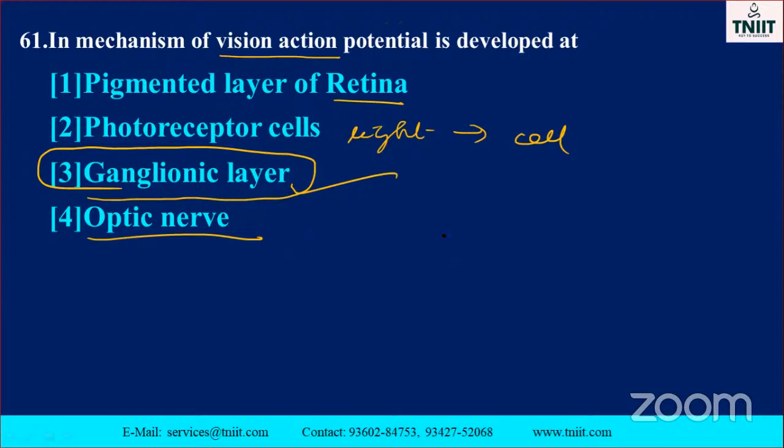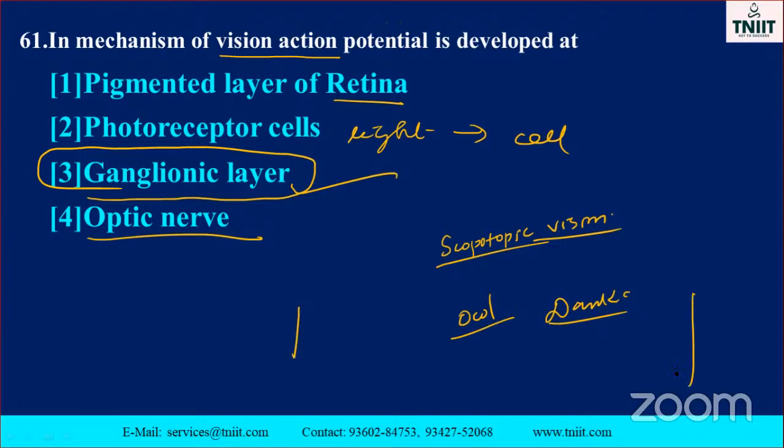Okay, and one more is there. What is scotopic vision? Take an example, owls. Owls can see only in the dark night, isn't it, my dear? And sometimes we see the nearest object as well as the farthest object, and the eye is adjusted. That is called the scotopic vision.